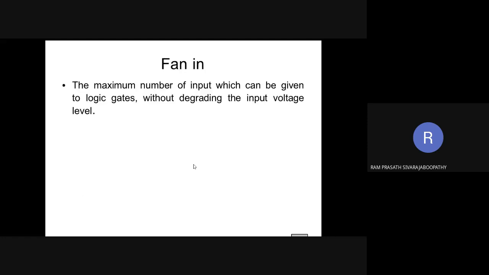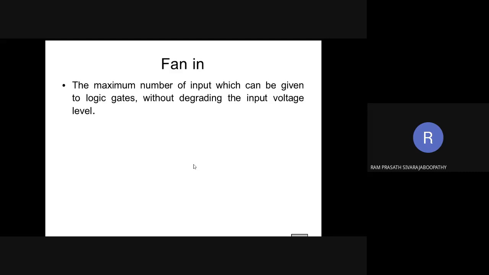First thing, fan in அப்படினா என்ன மீன் பண்றோம் அப்படினு பாத்தீங்கன்னா the maximum number of input which can be given to logic gates without degrading the input voltage level. Say for example எனக்கு வந்து 3 input AND gate இருக்குன்னு வச்சுக்கலாம். Each AND gate, if I am providing a logic 1, it must not degrade the input voltage level. நான் கொடுக்கிற இன்புட் degrade ஆகும், நான் கொடுக்கிற logic 1 0 ஆகும். Clear? So fan in is nothing but the number of input to the logic gate.